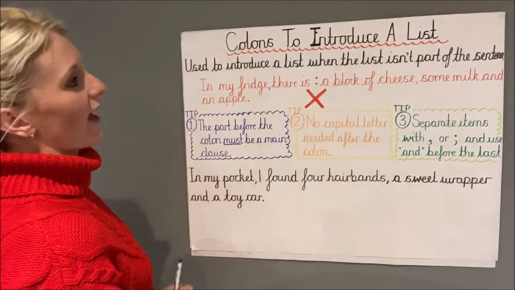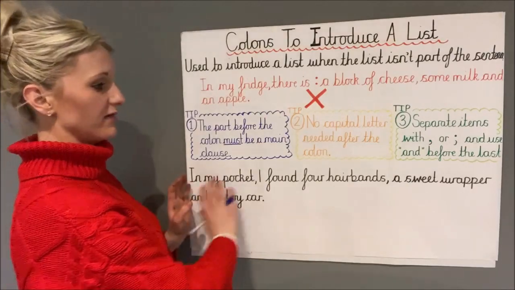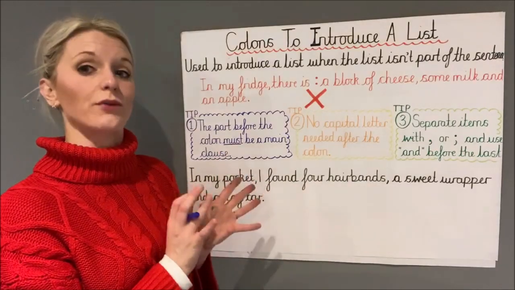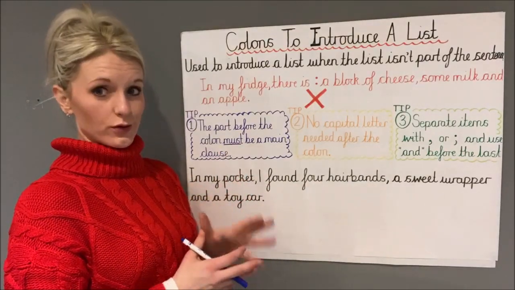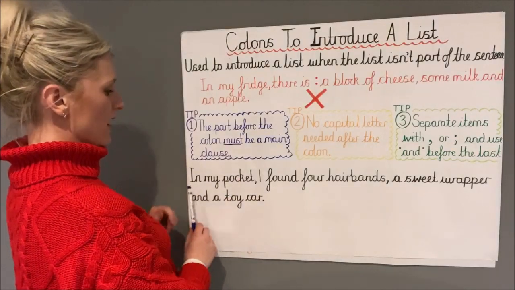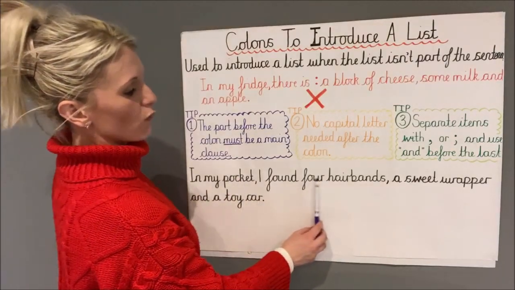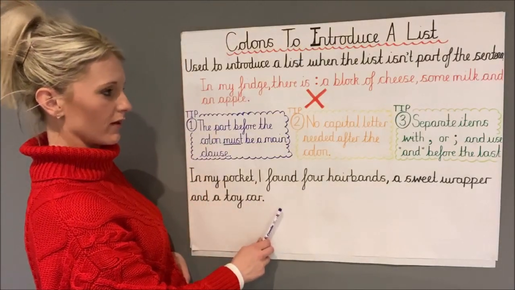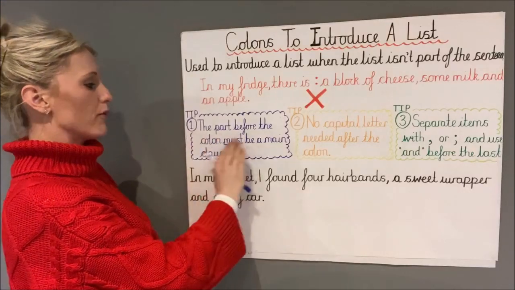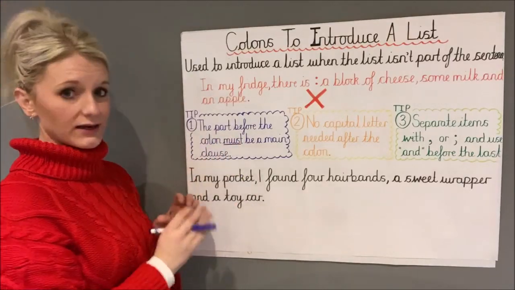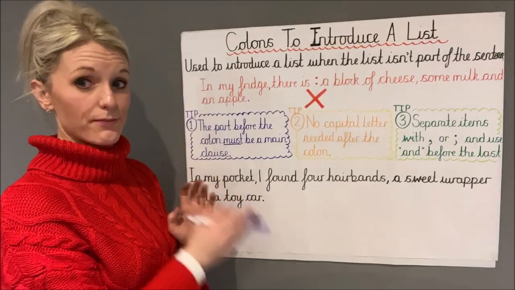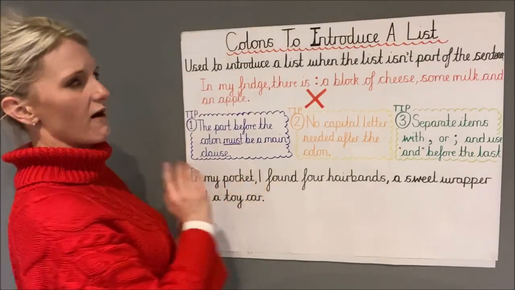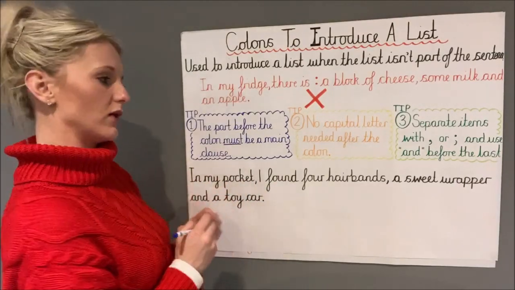So let's have a look at this first sentence. So in this sentence, the list of items has been written as part of the main sentence, so we're going to change it so that we can use a colon to introduce our list. So at the moment it says, in my pocket I found 4 hairbands, a sweet wrapper and a toy car. Okay, so my tip 1 said that the part before the colon must be a main clause, so I need to find a way of rewriting it so that the bit before my colon is going to make sense on its own. I can't just say, in my pocket I found, because that wouldn't make sense on its own.